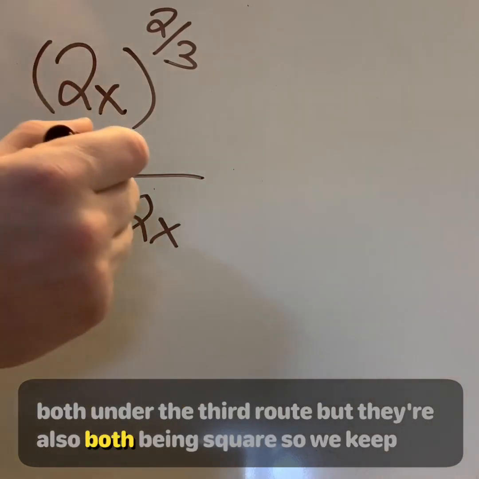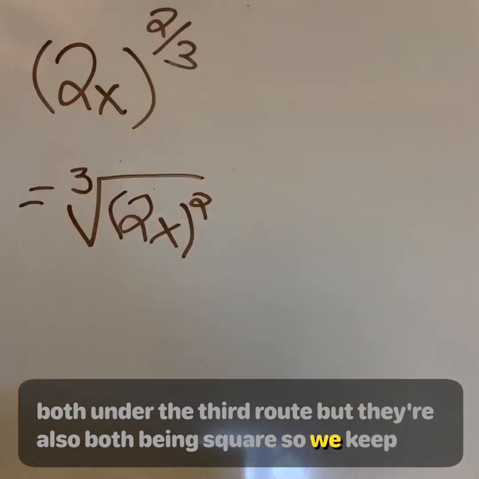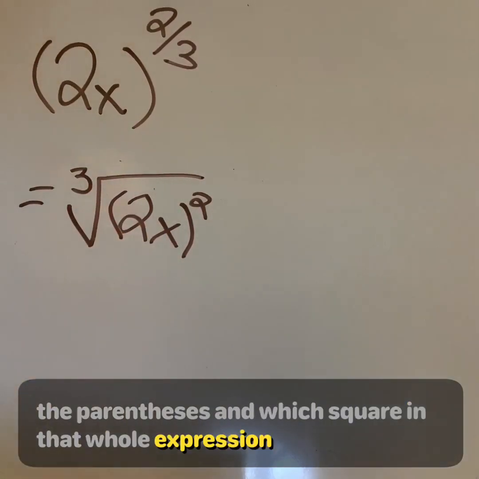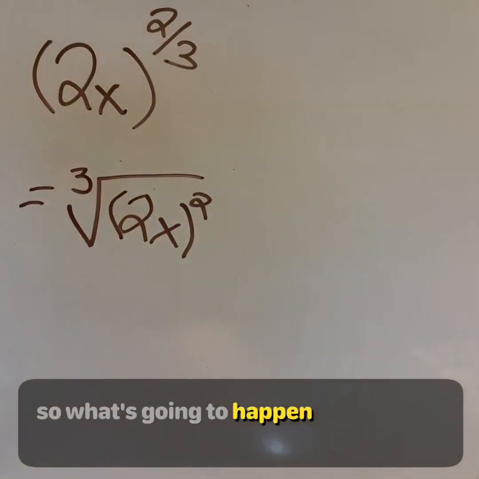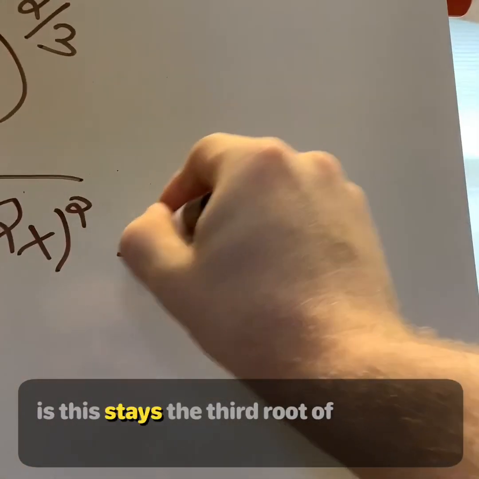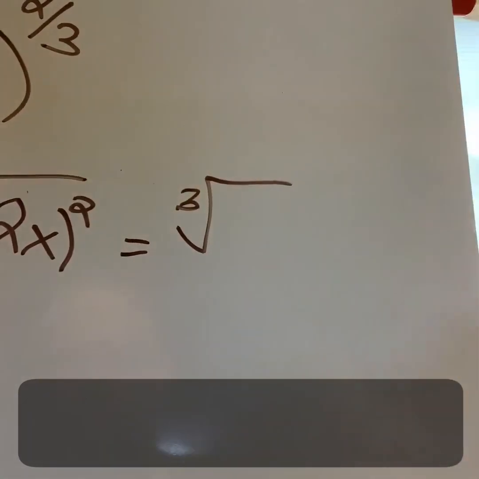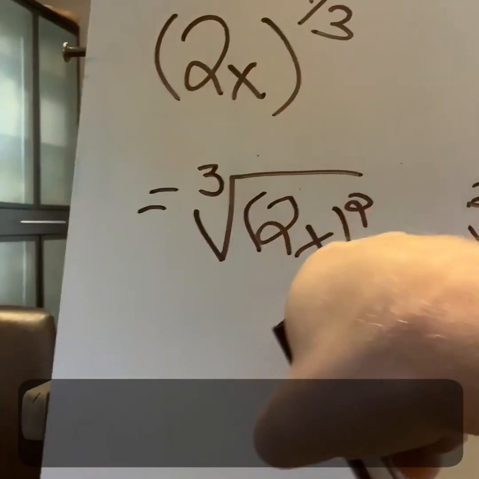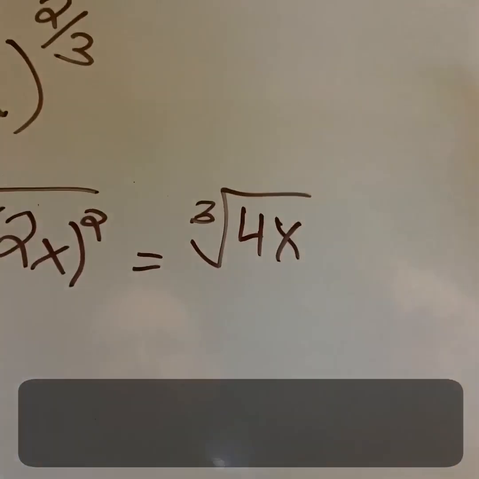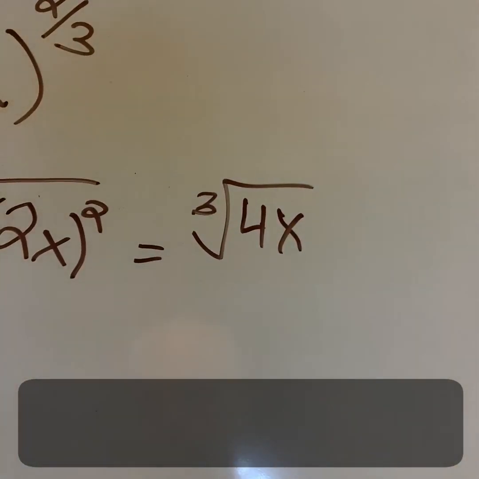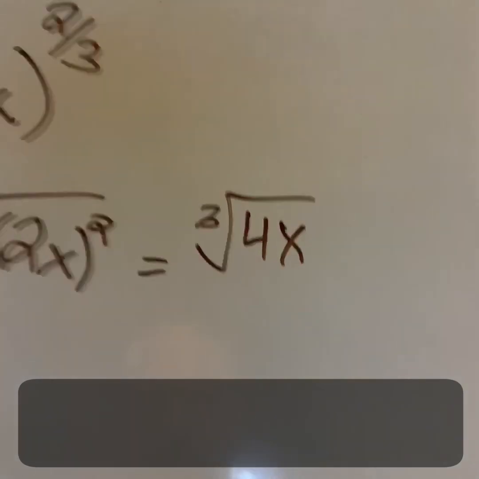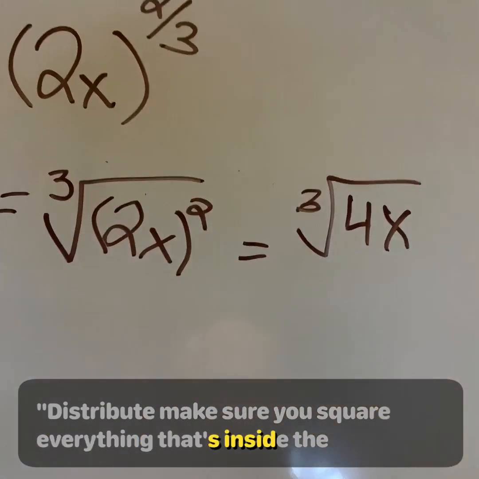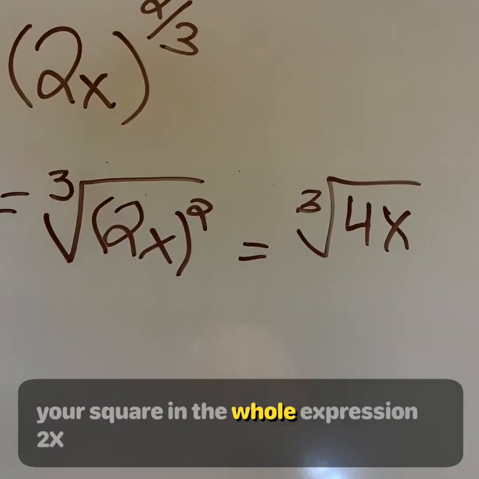But they're also both being squared. So we keep the parentheses and we're squaring that whole expression. So this stays the third root of, now 2 squared is 4, and x squared is just x. So it becomes the third root of 4x. You have to remember to quote unquote distribute. Make sure you square everything that's inside the parentheses. You're squaring the whole expression 2x.